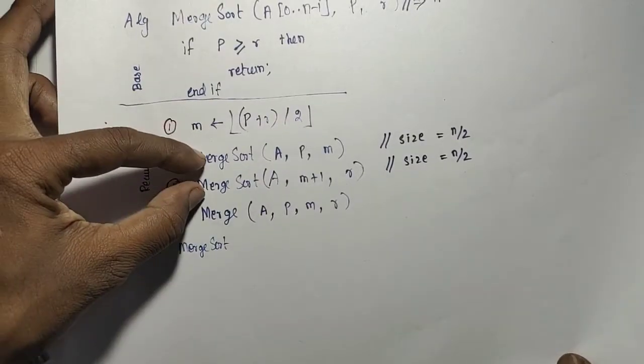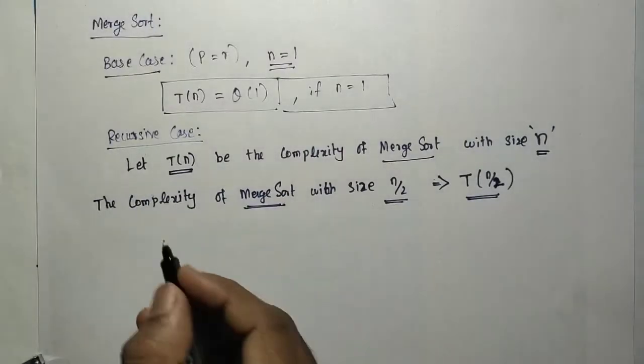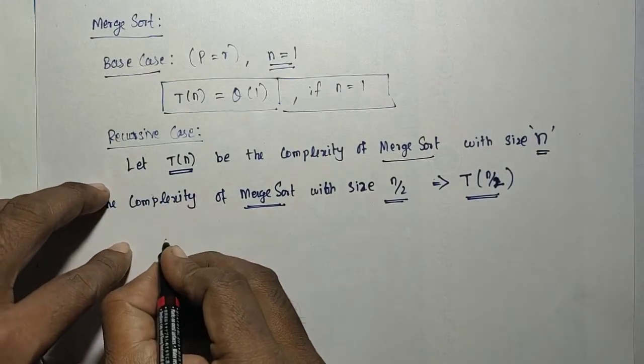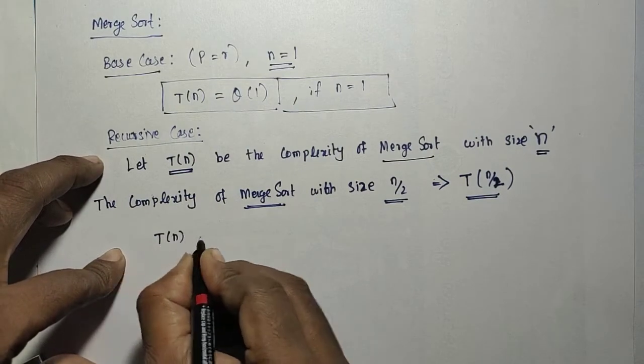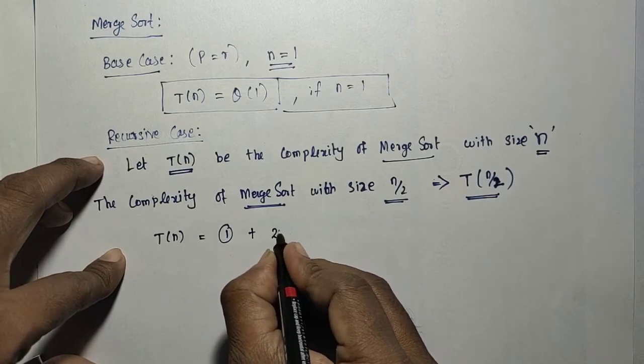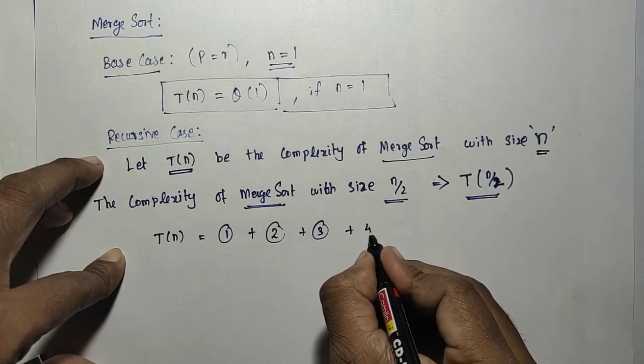Now you come to these steps: divide, conquer and combine. Okay, there are 4 steps, 1, 2, 3, 4. So the complexity of the merge sort algorithm in the recursive case, T of N, is equal to the complexity of 1 plus the complexity of 2 plus the complexity of 3 plus the complexity of 4.